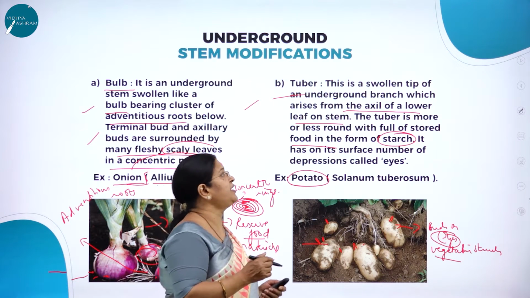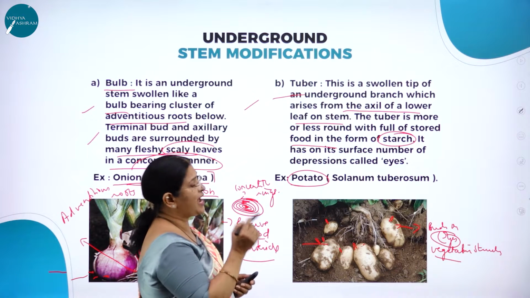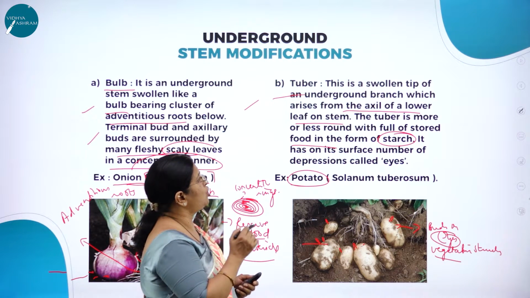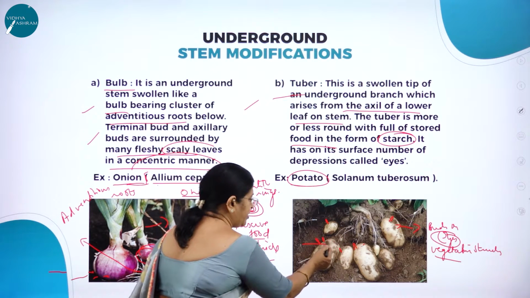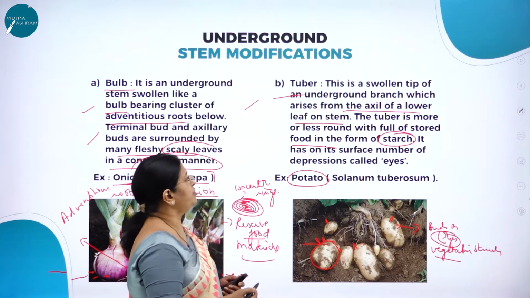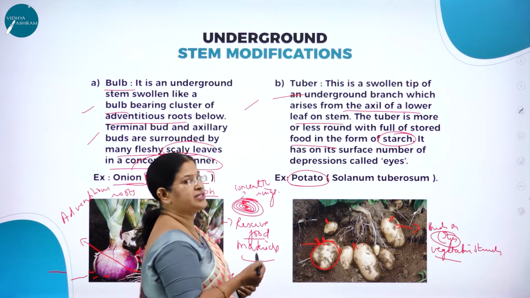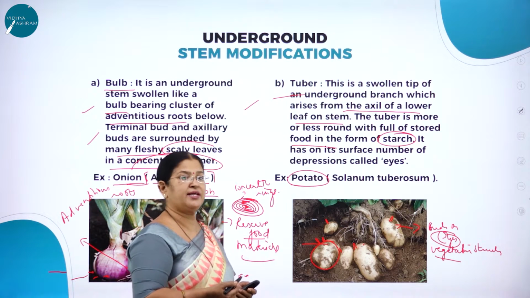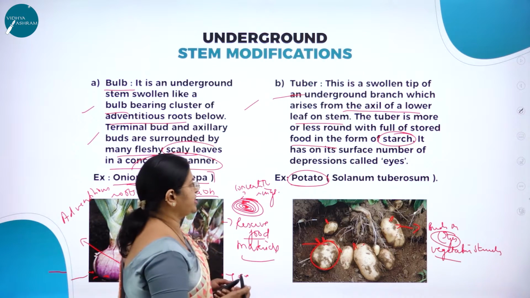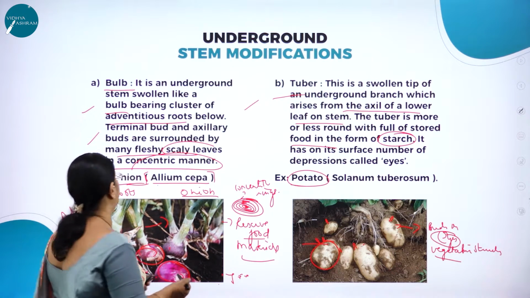So what is tuber? Tuber is a swollen tip of an underground branch which arises from the axil of a lower leaf on stem. The tuber is more or less round in shape. Here you can see it is round in shape with full of stored food in the form of starch, and it has on its surface a number of depressions called eyes, and eyes are nothing but the vegetative structures. So potato, Solanum tuberosum is the scientific name.